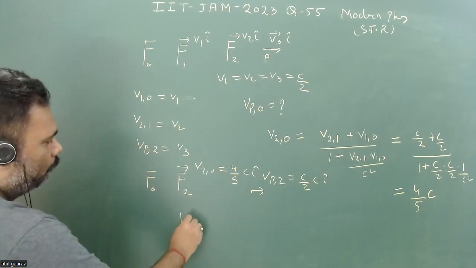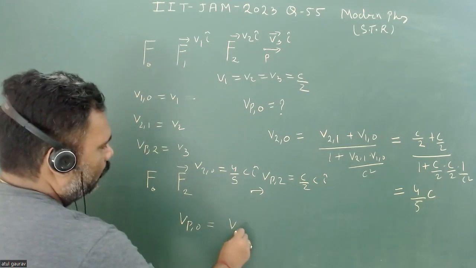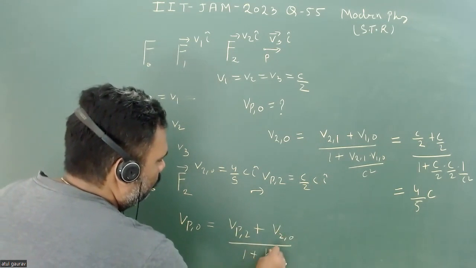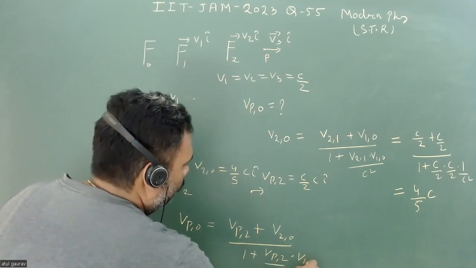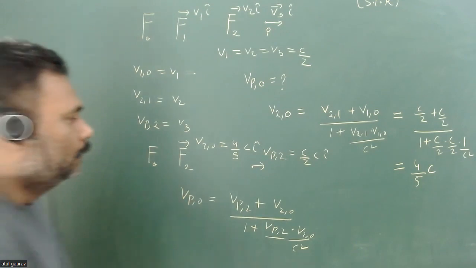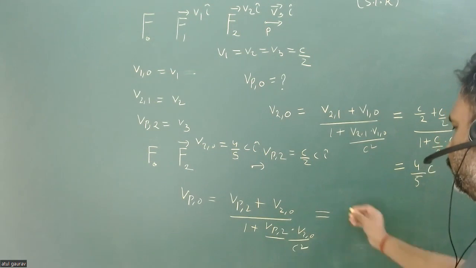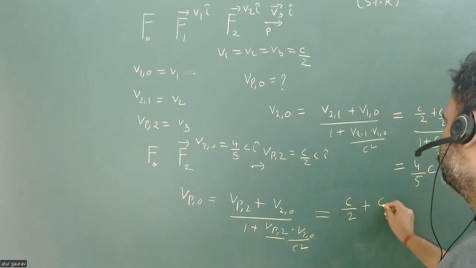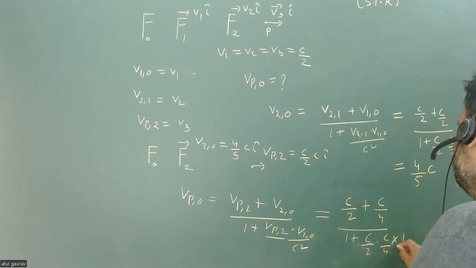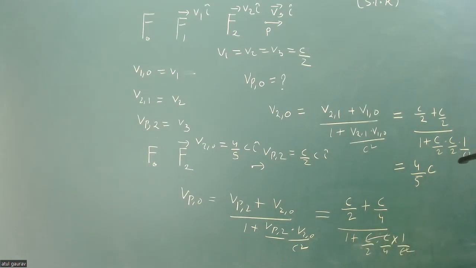So we have to calculate the velocity of the particle with respect to 0, which is the velocity of the particle with respect to 2 plus the velocity of 2 with respect to 0, divided by 1 plus the velocity of the particle with respect to 2 times the velocity of 2 with respect to 0 by c square. You can just check it. So this will be your expression, and now we can put in all these values. The velocity of the particle with respect to 2 is c by 2, and the velocity of 2 with respect to 0 is, sorry, this will be 4 upon 5c, not c by 4. So we write 4 upon 5c here, and the denominator is 1 plus c by 2 times 4 upon 5c times 1 upon c square.